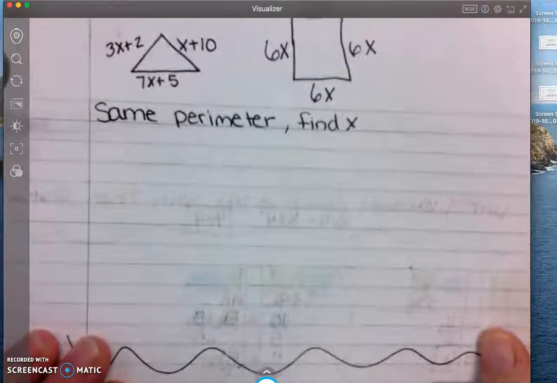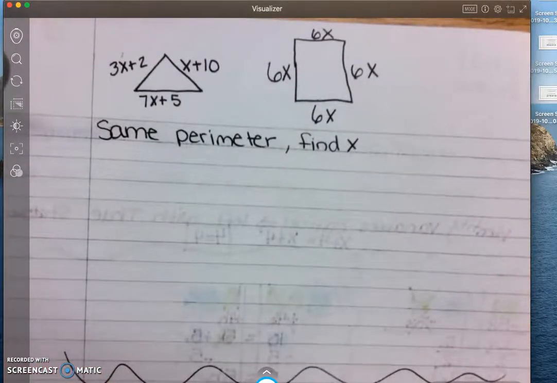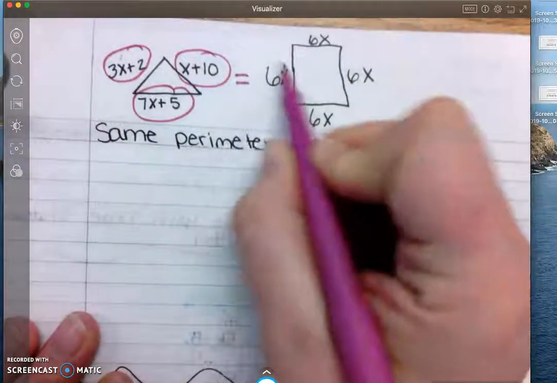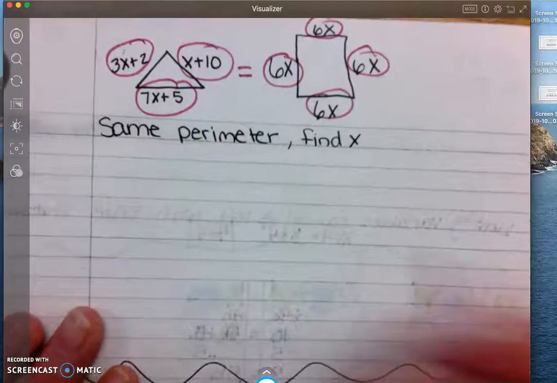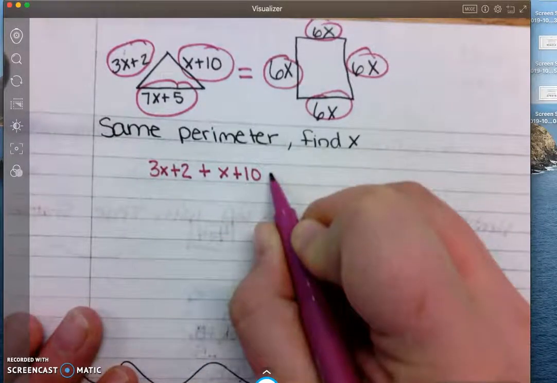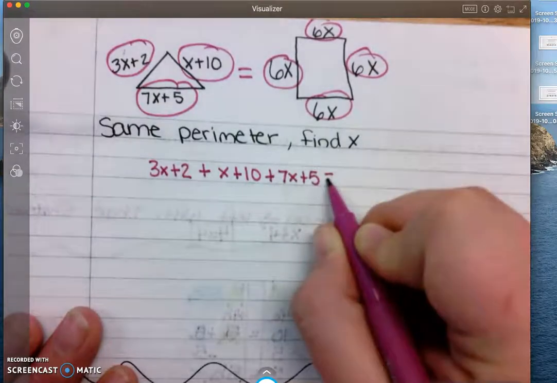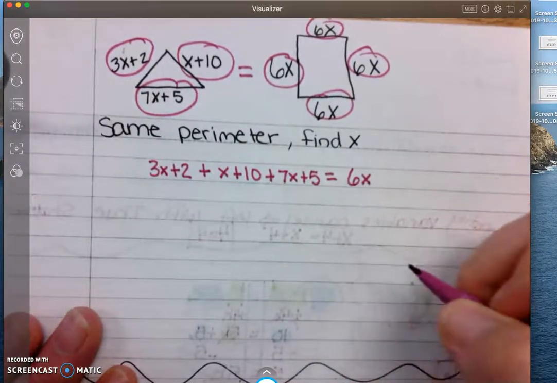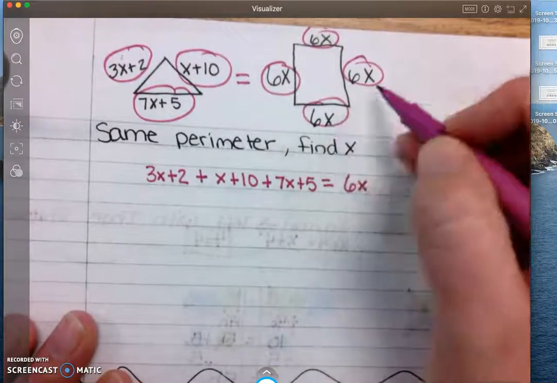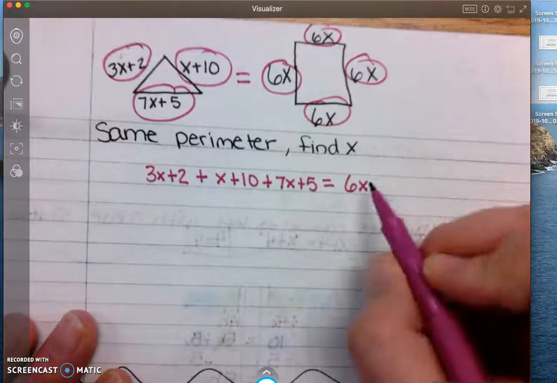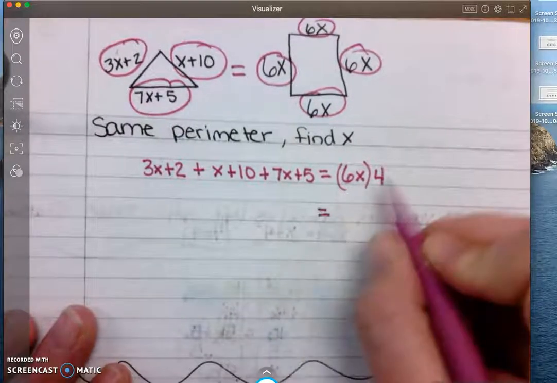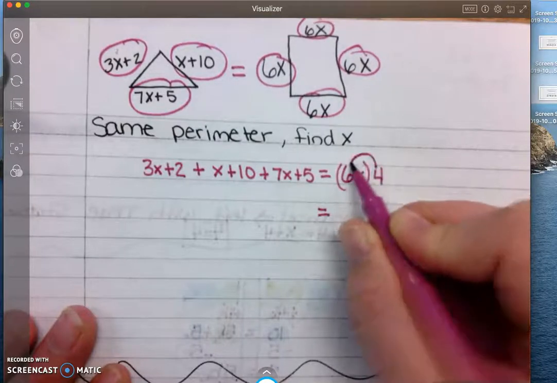Same perimeter. Both of these have the same perimeter. I need to solve for x. So this plus this plus this is equal to this plus this plus this plus this, right? Yes. So I need to set it up. 3x plus 2 plus x plus 10 plus 7x plus 5 equals 6x plus 6x. Could I just multiply that by a number? If I'm adding it, repeated addition is the same as multiplication, right? So you can do 6x times 4. Parenthesis, I need to multiply it by 4.